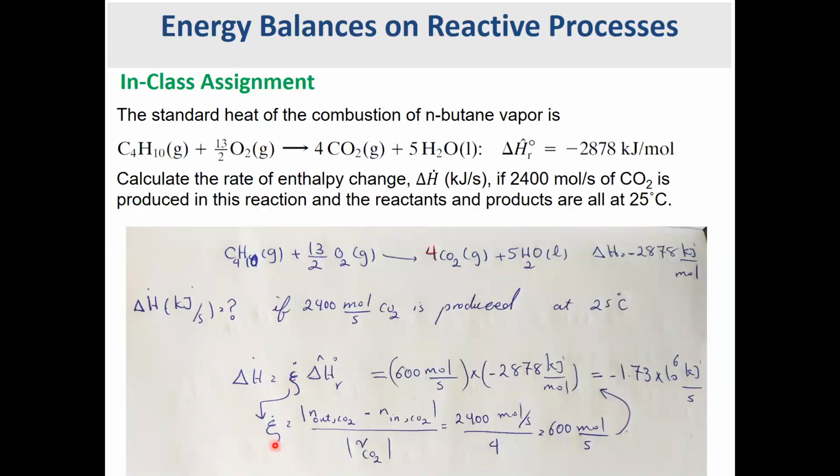For the zeta value, we can use the data that is given to us. We know that 2,400 moles of CO2 is produced. There is no CO2 in the beginning, so the only value we have is in the outlet stream, 2,400. There is no inlet CO2, so it is considered zero. We have to go to the reaction and see the stoichiometric coefficient of CO2, which is 4. So we can calculate the extent of reaction, which is 600 moles per second. Knowing the extent of reaction and the available delta HR, we can calculate the rate of enthalpy change, which is this value. It was a simple process.